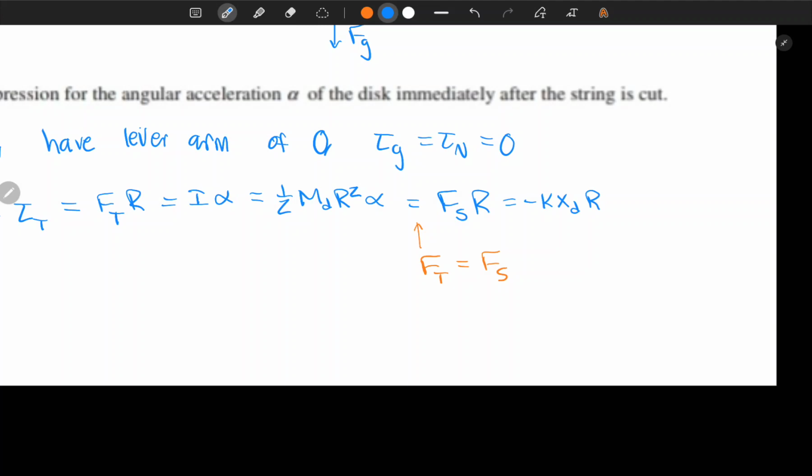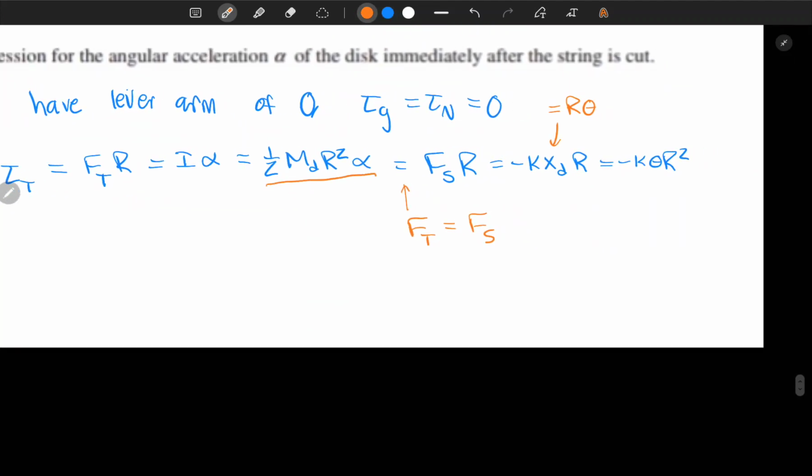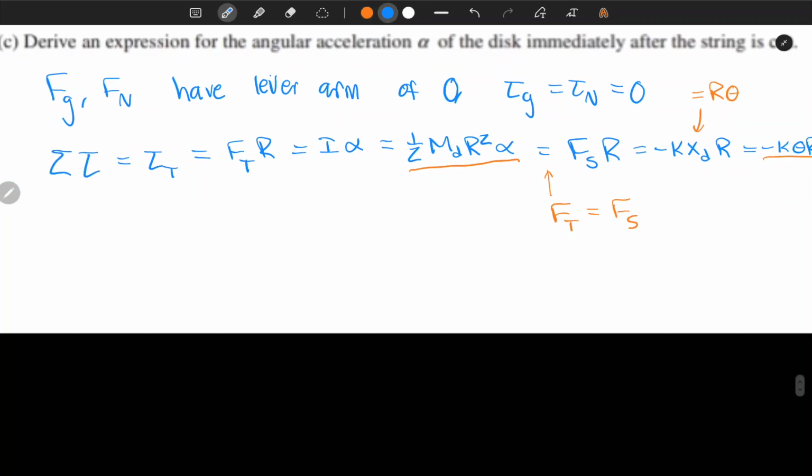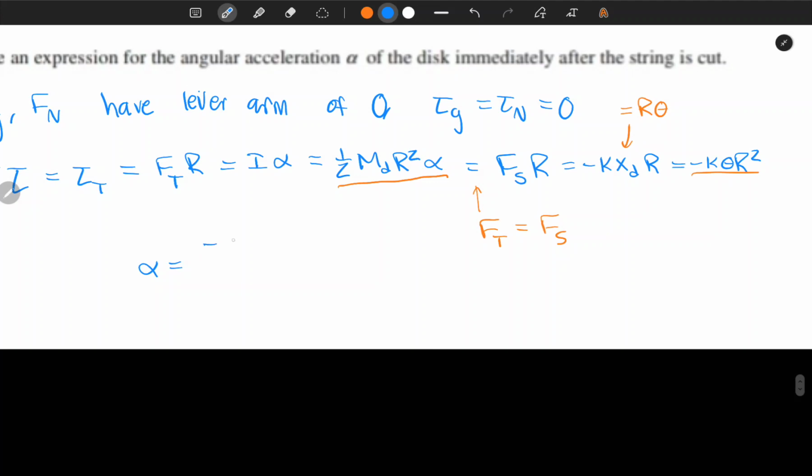But if you remember, we already solved for xd. That xd is given to be r times theta. So the total torque is equal to negative k times theta r squared. And so solving for alpha between this equation and this equation, we find that alpha is equal to negative 2k theta divided by m_d. And this is the angular acceleration on the disk immediately after the string is cut.